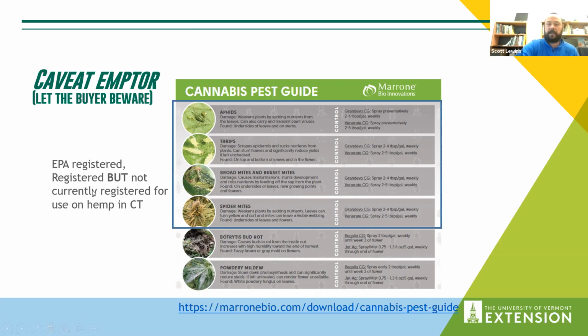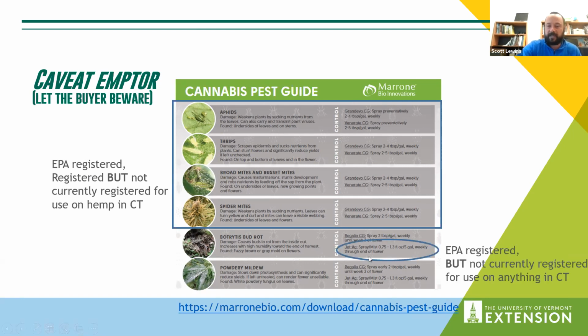They are registered for use in Connecticut, but at least as of yesterday when I looked at the registration, these products are not registered for use on hemp in Connecticut. Same thing in Vermont. Also, you'll notice this product, Jet Ag, is EPA registered, but it's not registered for anything in Connecticut, right? So again, make sure that you're going to those state-approved websites or state-sponsored websites to get your information about what can and can't be used.